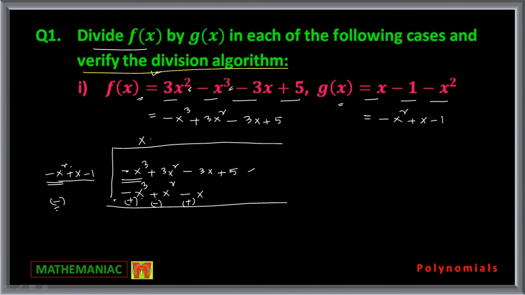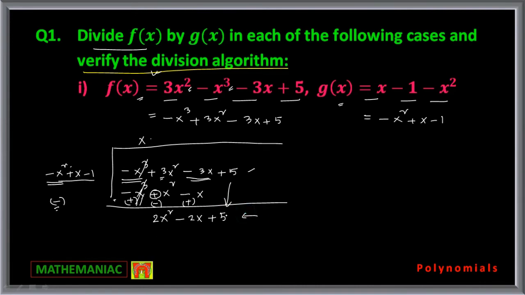Now just try to add them up. This is minus x cube, this is plus 3x cube, plus x cube. So they will be getting cancelled. Now this is 3x square and this is minus x square. Please see that you need not take this sign now. So 3x square minus x square generates you twice x square. Then this is minus 3x and this is plus x. Minus 3x plus x will give you minus twice x, and then you bring 5 down. Then you will be getting this new polynomial.